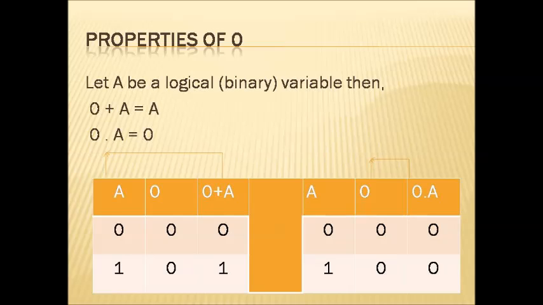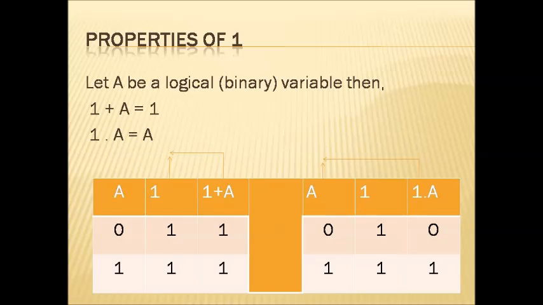As a is a binary variable, we know that it can have two values, 0 and 1. When you perform the OR operation, 0 plus 0 it will be 0, 1 plus 0 it is 1. And in the same way, when we perform the logical multiplication, a dot 0, it is 0 dot 0 is 0, 1 dot 0 is equal to 0. So we can say that 0 plus a is equal to a and 0 dot a is equal to 0.